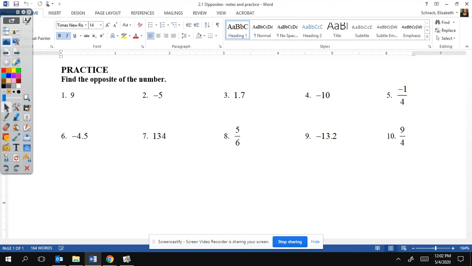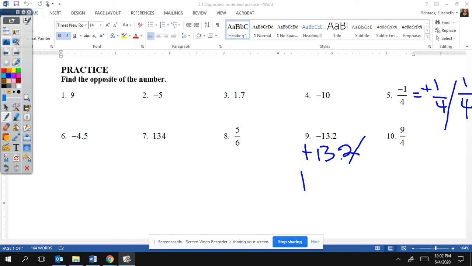Number 5, what's the opposite of -1/4? Okay, so opposite of a negative is positive, and positive 1/4, or you could just write the fraction 1/4. But you don't need both of those answers to be correct. Let's also do number 9, -13.2. What's the opposite of -13.2? That's going to be positive 13.2, or you can just write 13.2 without a positive symbol.